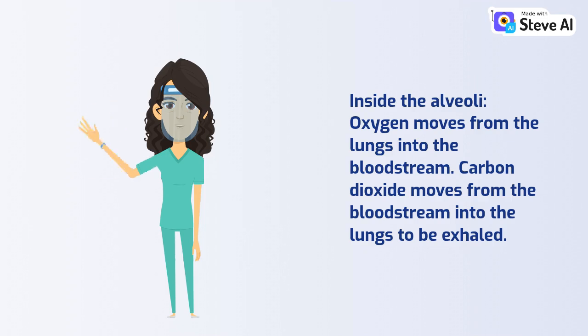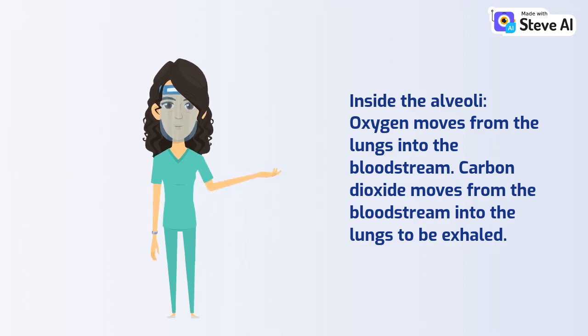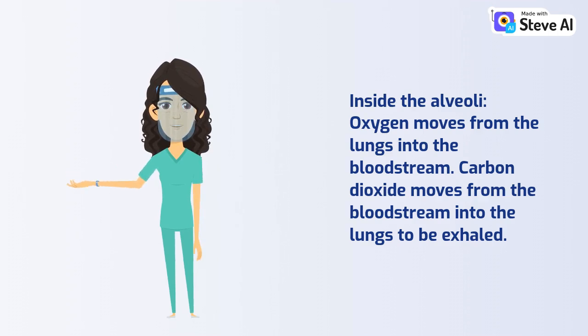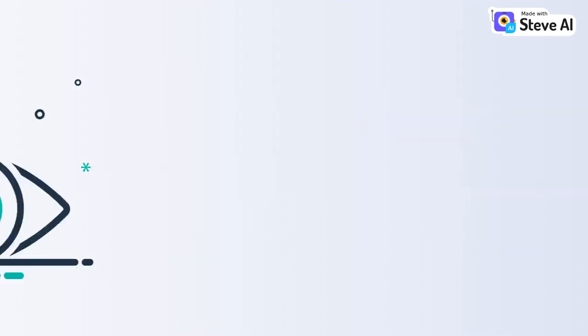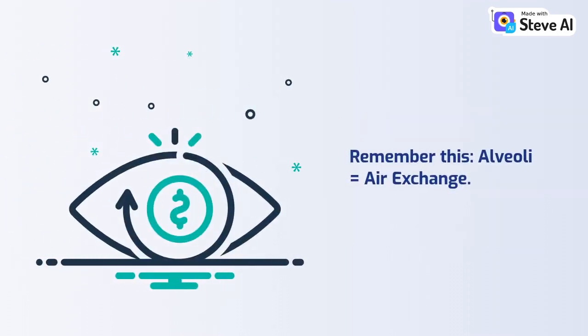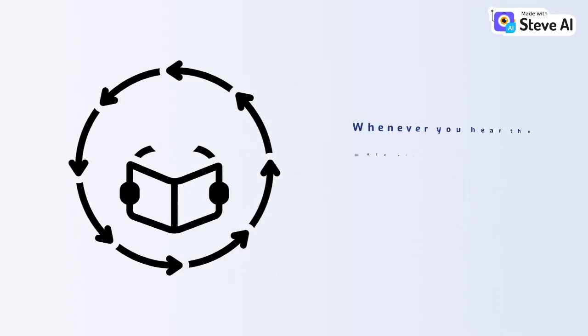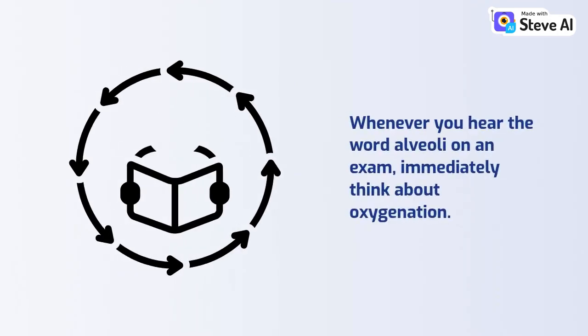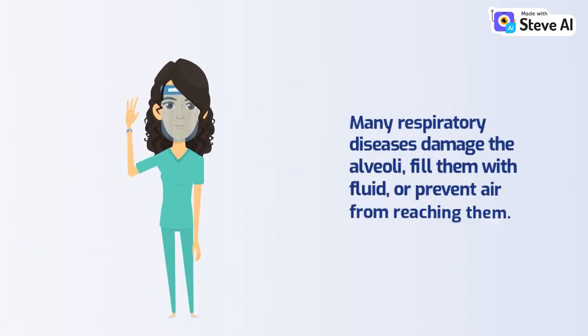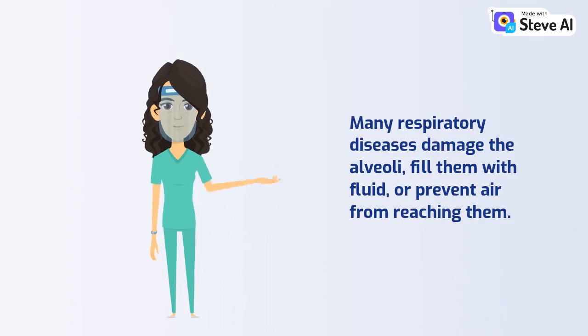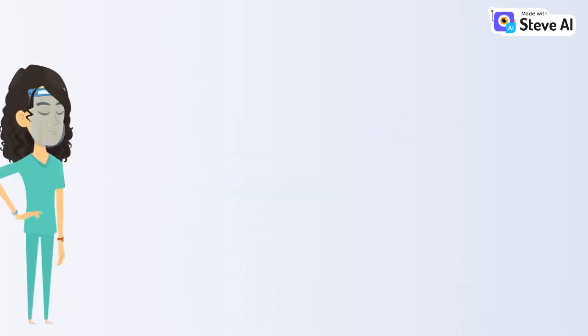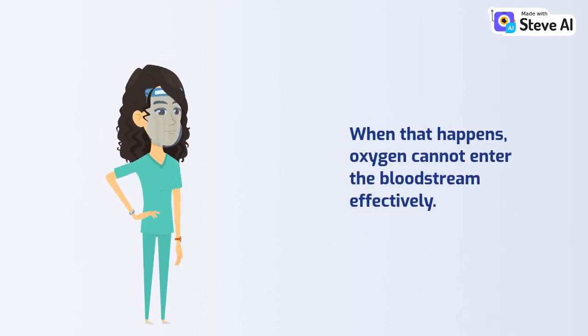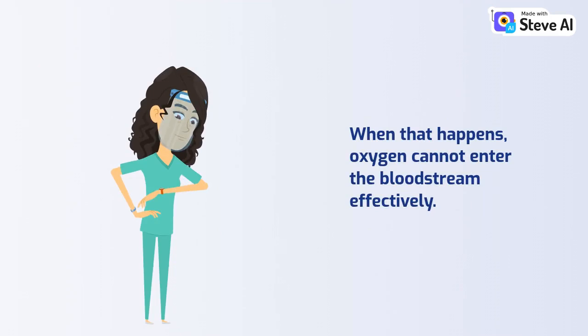Inside the alveoli, oxygen moves from the lungs into the bloodstream. Carbon dioxide moves from the bloodstream into the lungs to be exhaled. Remember this: alveoli equals air exchange. Whenever you hear the word alveoli on an exam, immediately think about oxygenation. Many respiratory diseases damage the alveoli, fill them with fluid, or prevent air from reaching them. When that happens, oxygen cannot enter the bloodstream effectively.